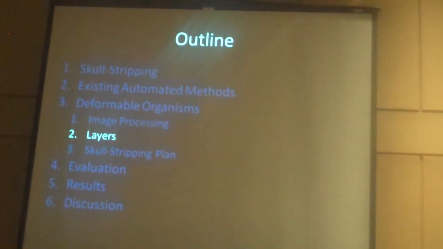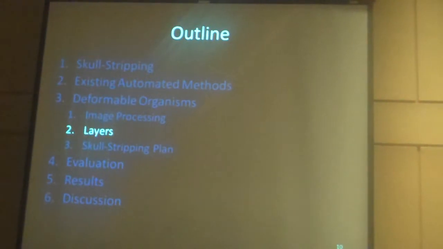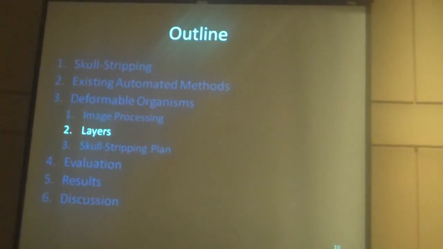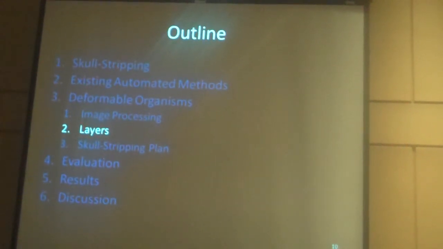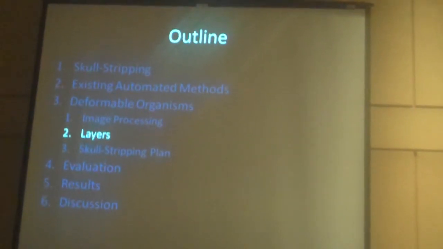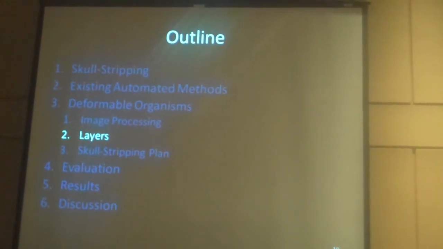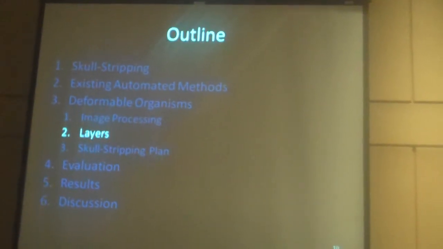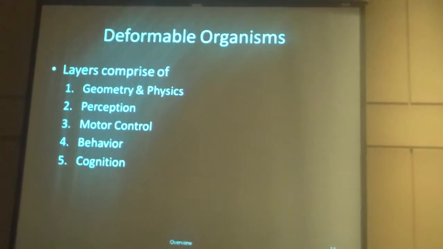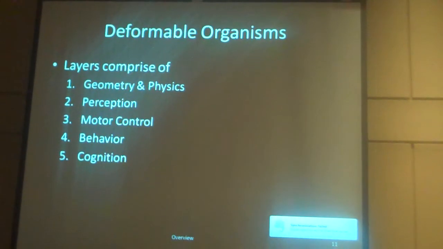Our deformable organisms are separated into layers. The high-level layers use the information and knowledge provided by lower ones to accomplish different goals and objectives in the image and create a plan to segment. They're defined into 5 different layers.